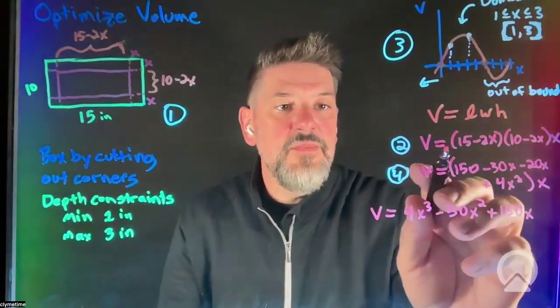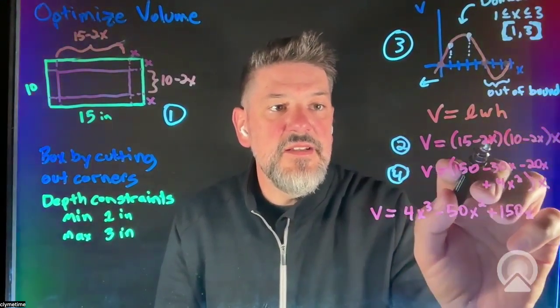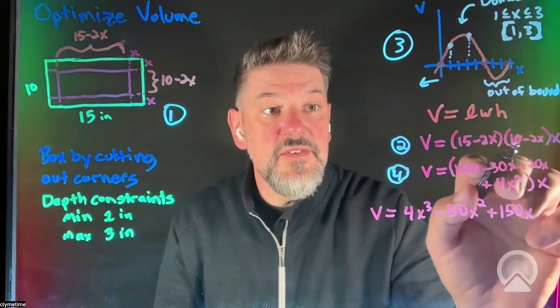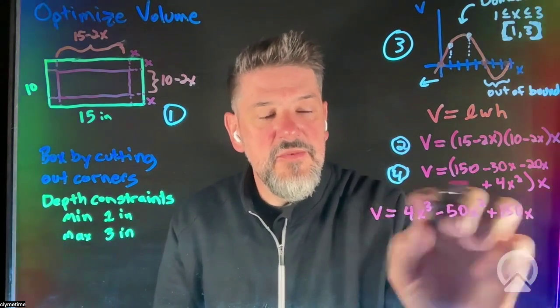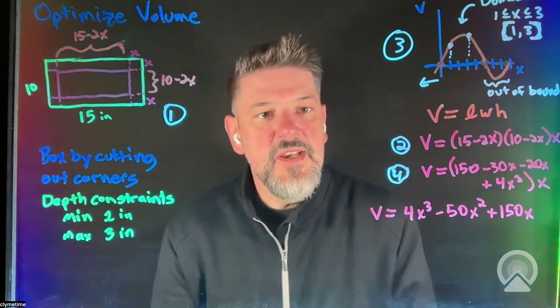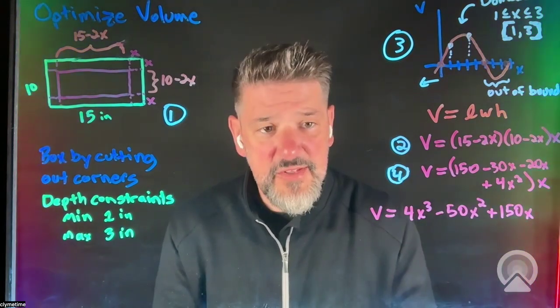So you could put this equation in your graphing calculator and graph it if you want. It is kind of nice to see your zeros. There's a 0 at 0, there's a 0 at 5, there's a 0 at 7.5. Or you could put it in standard form first and put that in your graphing calculator. But you definitely want to put it in standard form before you find the derivative.